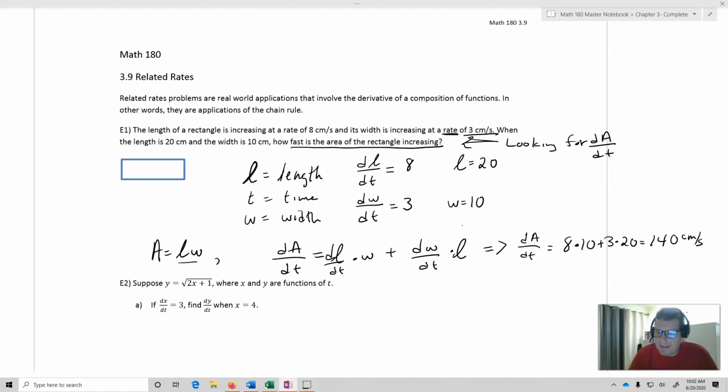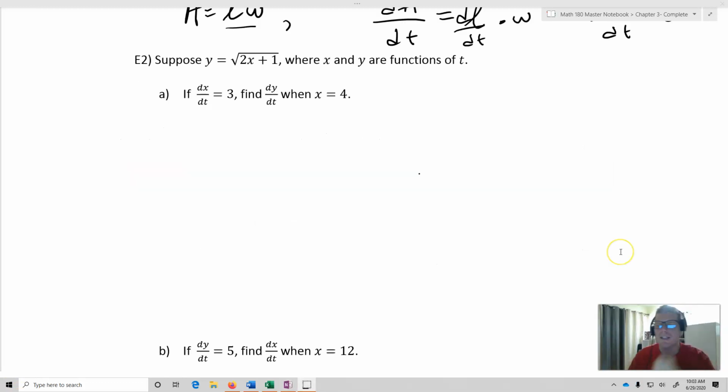Now, does it get more complicated than that? Yes, it does. So let's take a look at some different things and see if we can break this down and uncomplicate it. You shouldn't get it right now. It's a little early in the process. So let's suppose that y equals the square root of 2x plus 1, where x and y are functions of t. Now we're thinking, okay, x and y are functions of t, so anything that I'm doing is going to have to be with implicit differentiation.